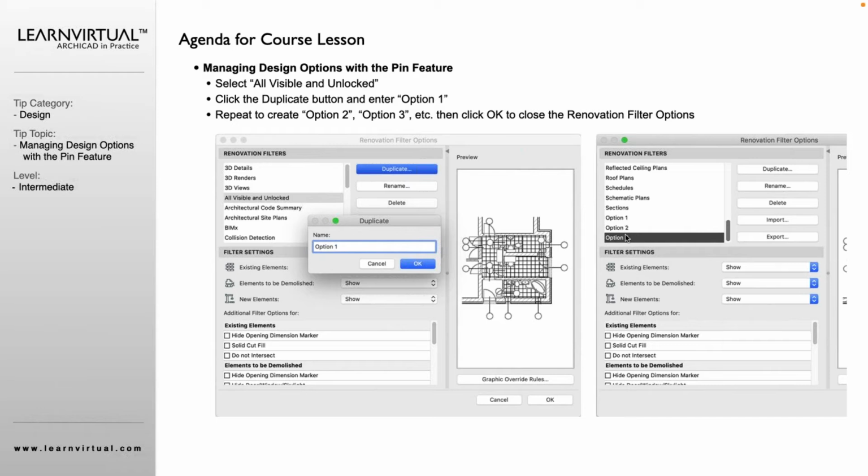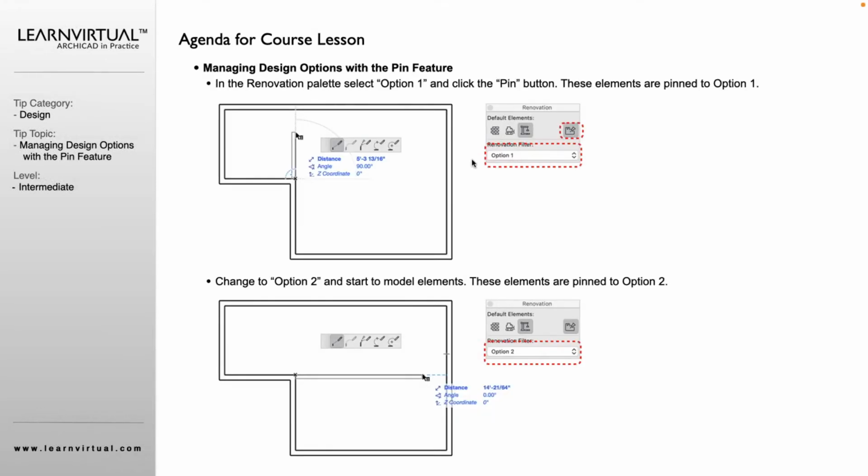You just click 1, 2, 3, rename those, and then once you've done that, you select that renovation option here. Not thinking about it as renovation necessarily, it could just be a design option. And then you can actually pin elements to that particular filter. For example, if I select this filter and I click the pin option and I start to draw something here, anything I draw now is going to be pinned or assigned to that option 1 filter that I selected.